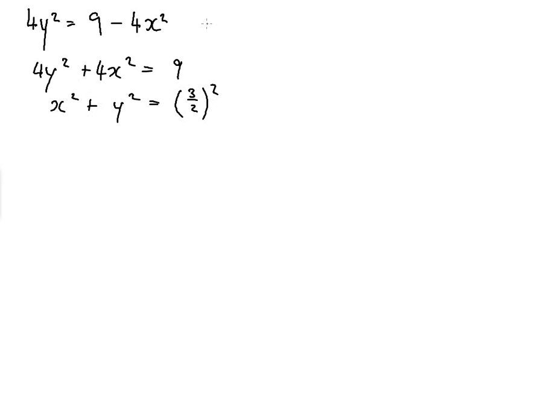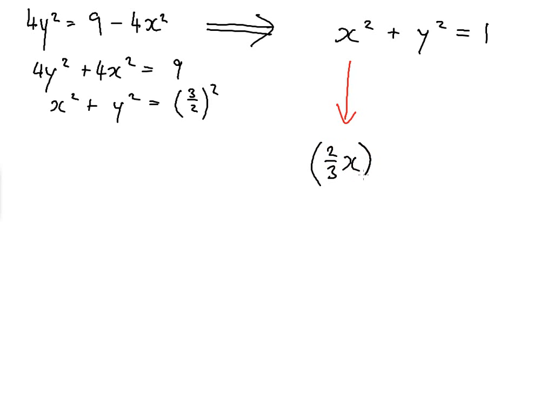But this isn't the only way we can look at this. How else could we see this? Well, if we started with the graph x squared plus y squared is equal to 1, we could actually view this as a series of transformations on this graph. So the first transformation we're going to do is we're going to multiply x by 2/3.